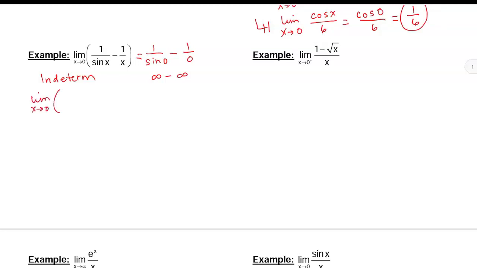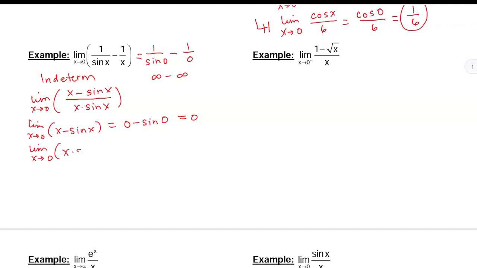So rewrite the limit: a common denominator would be multiplying the first fraction by x over x, so I get x in the numerator, and multiply the second fraction by sine x over sine x. Now when I apply the limit as x approaches 0 of x minus sine x, I'm getting 0 minus sine 0, which is 0, and the limit as x approaches 0 of x times sine x is 0 times sine of 0, which is 0. So this is indeterminate form, 0 over 0.